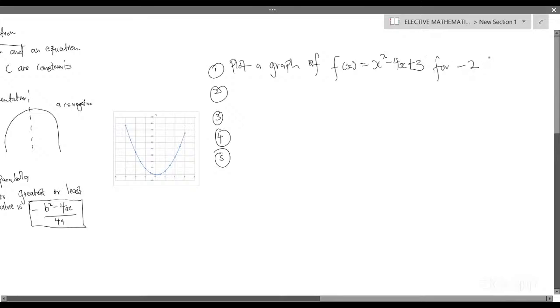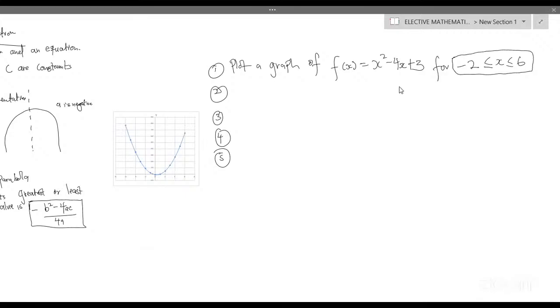Minus 2 less than or equal to x less than or equal to 6. So what does this mean? Who can tell me what this means? What does it mean? That is the range. So the range, right? From minus 2 to what? Positive 6. Okay.